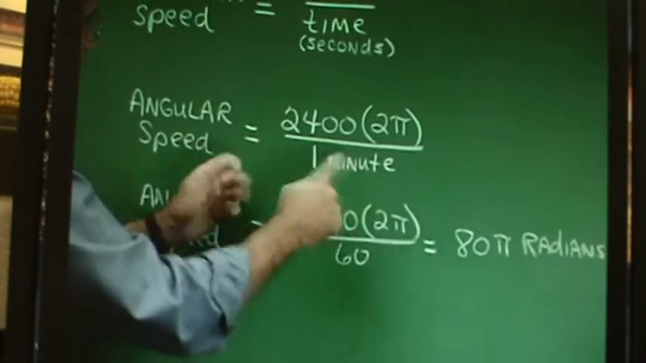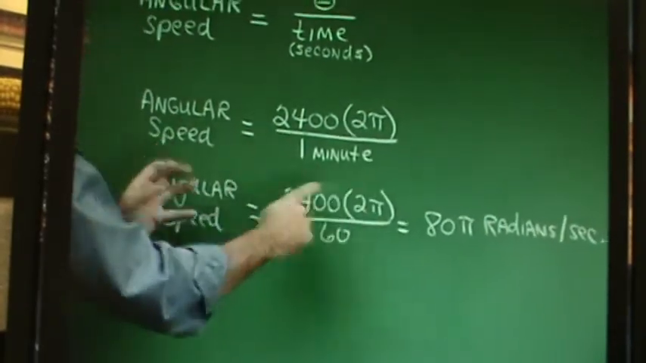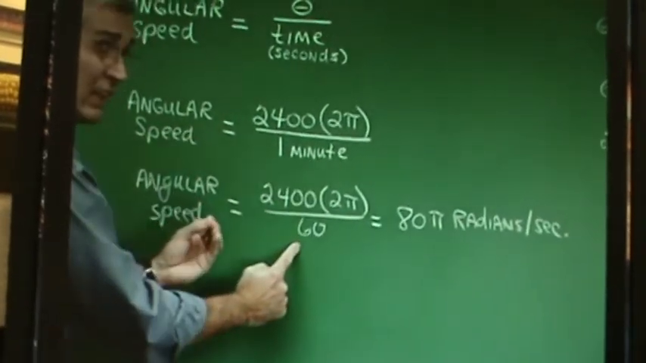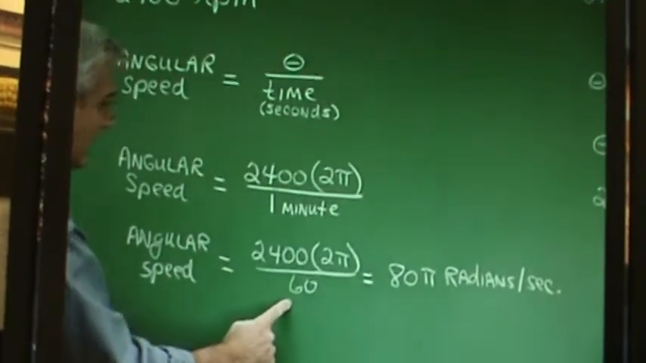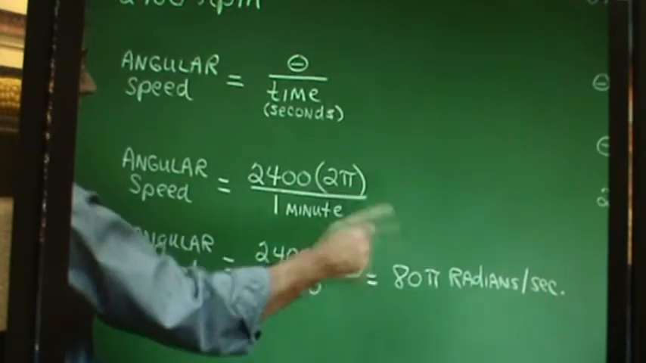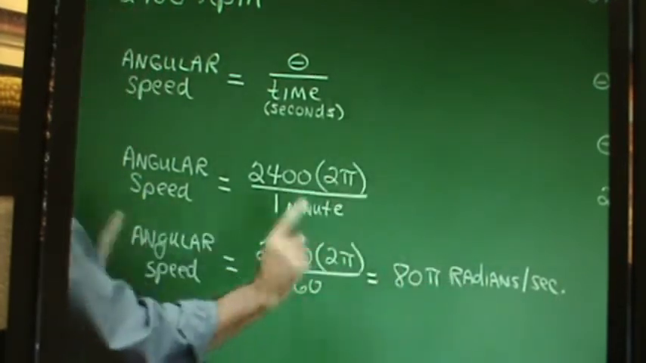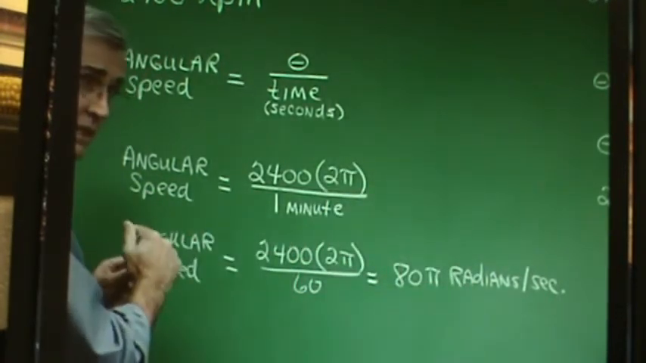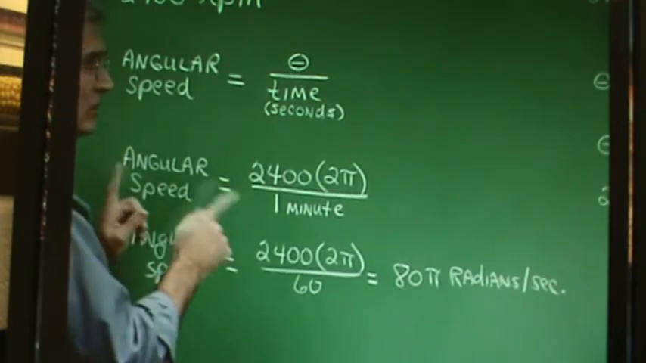So we have 2,400 times 2 pi. Then for 1 minute, it's 60 seconds. You see, we want to convert this to 60 seconds. So now when the smoke clears on this, we find this to be 80 pi radians per second. And that is the angular speed of this saw blade.